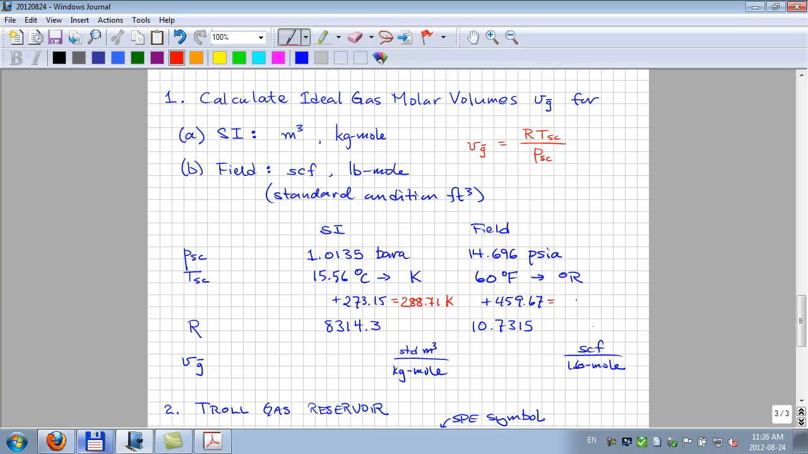So, all right. So what about this Rankine? 511.67. Okay. All right. So we've got the R, we've got the TSC, and we've got the PSC. So what do we get for this standard gas volume here? Molar standard gas volume.